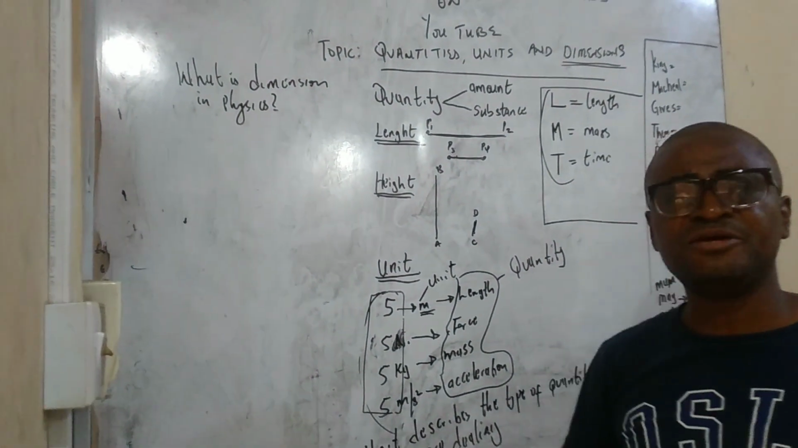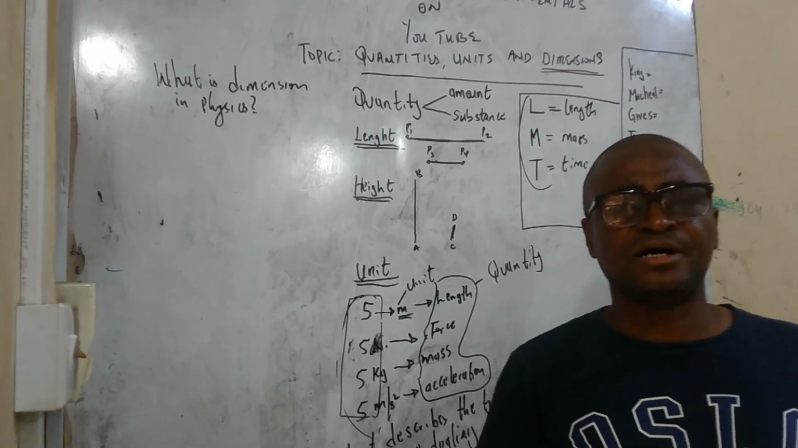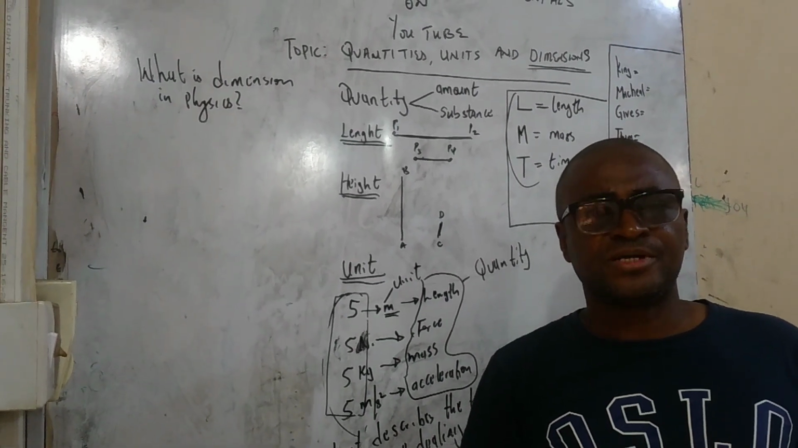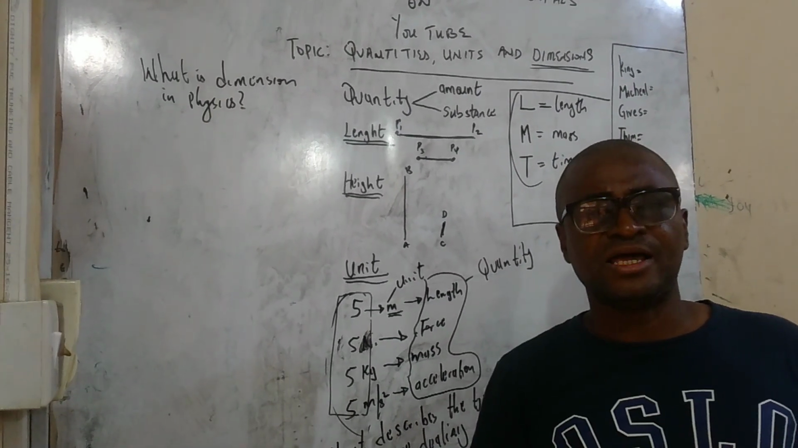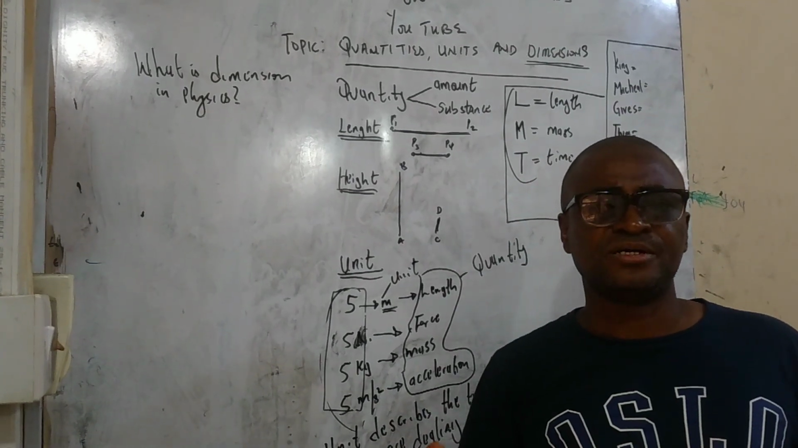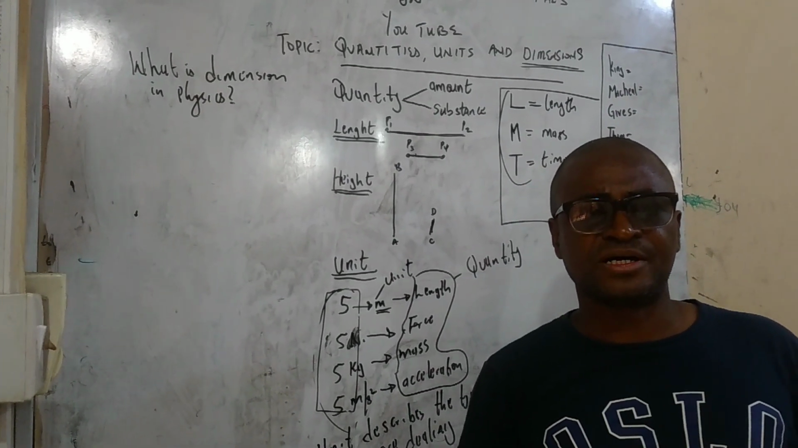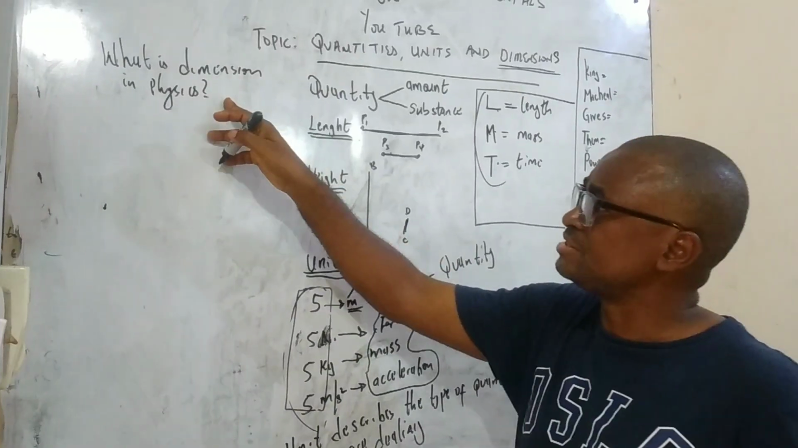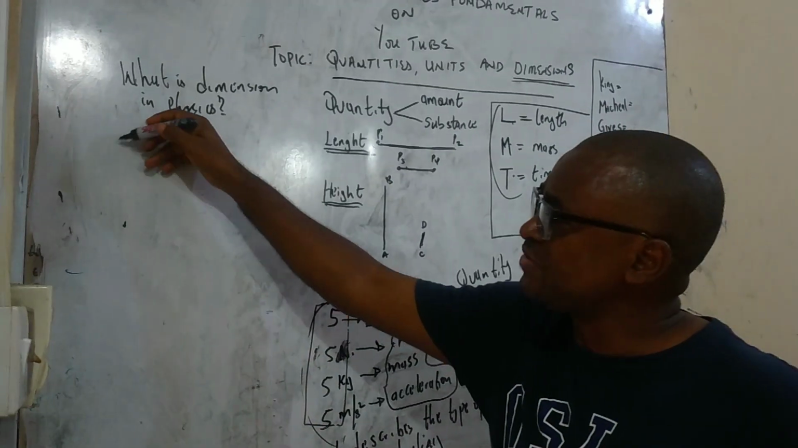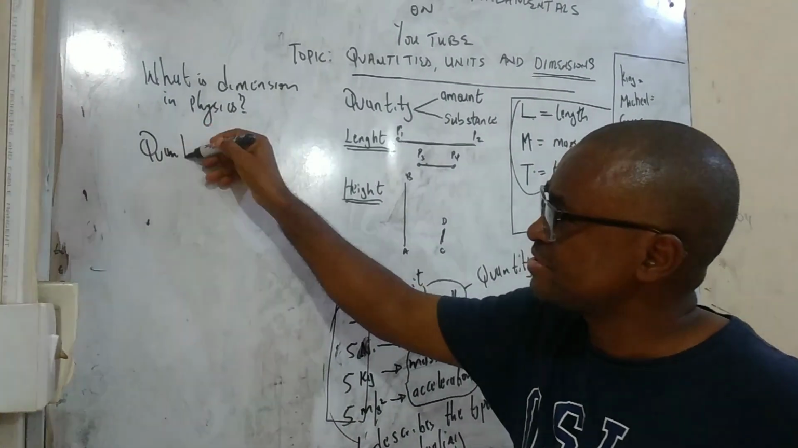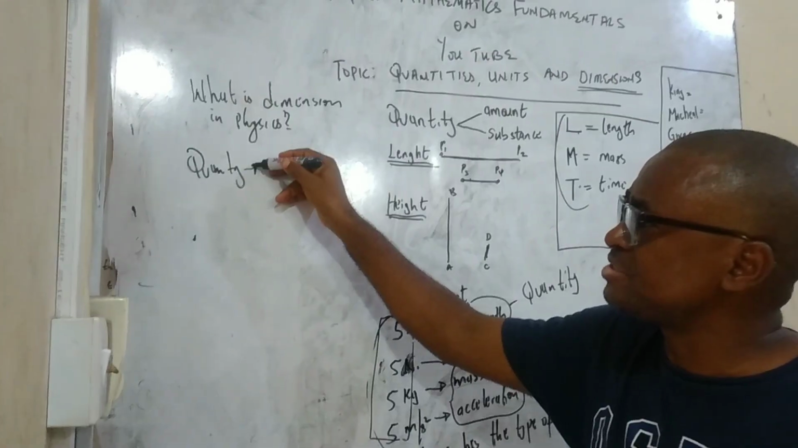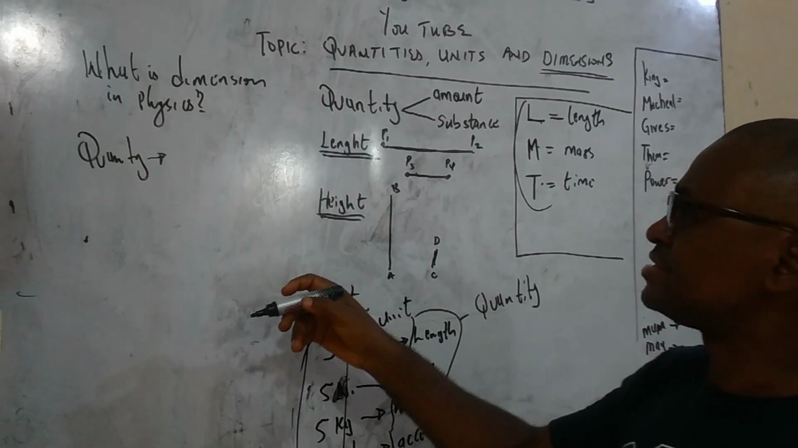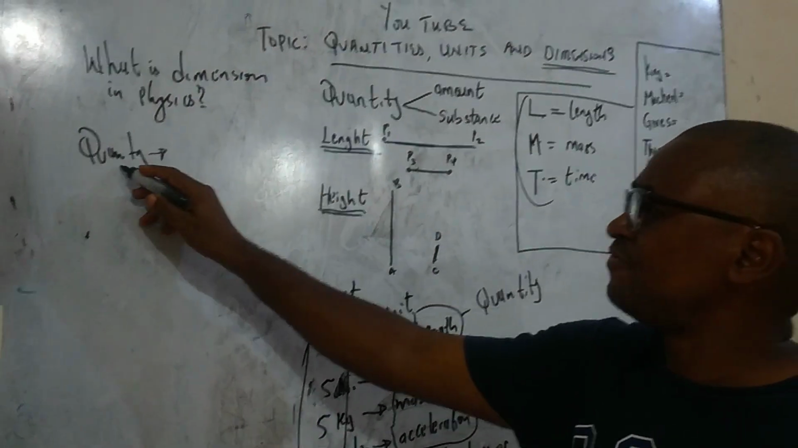Dimension is like a bridge that connects every quantity with the fundamental letters, this particular letter L, M and T. So what I am trying to say is this: if you have a quantity, we can describe this quantity in terms of what is called dimension. So, like for instance, let me take force as a quantity.